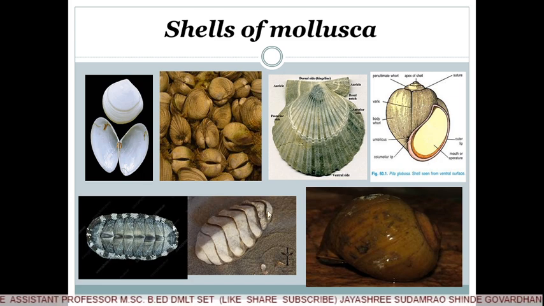In case of Pila, the shell is, how is this shell? It is undivided. It is made up of a single piece, so it is called univalved. Shell is also known as unilocular, that is undivided internally.